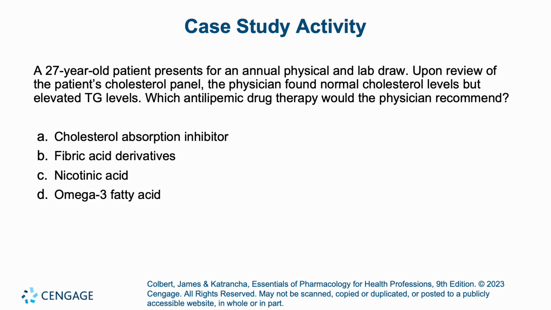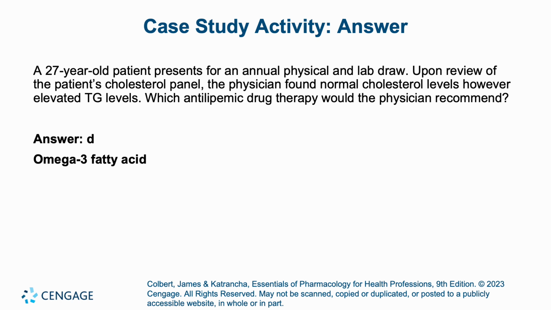A. Cholesterol absorption inhibitor. B. Fibric acid derivatives. C. Nicotinic acid. D. Omega-3 fatty acid. Remember, there's only one of these four that would be recommended for elevated triglycerides if cholesterol is normal. And the answer is D. Omega-3 fatty acid.